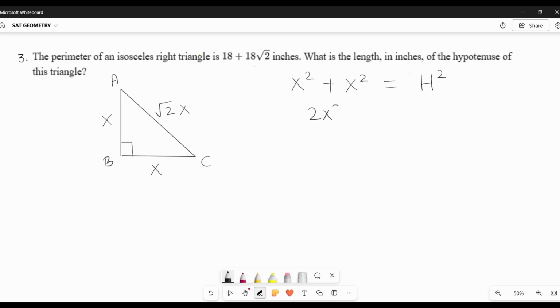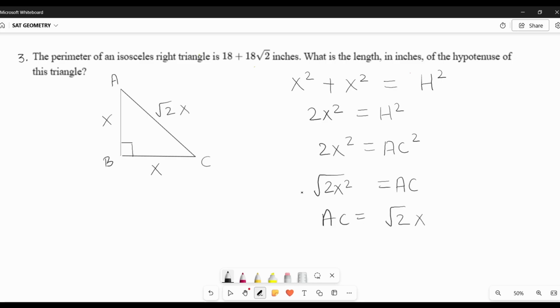That means 2x squared is equal to hypotenuse squared. And that means if I take the square root of the hypotenuse, which is AC in our diagram, I'll write AC squared, just replacing the h squared with AC squared. So I'll take the square root on both sides. So I'll get square root of 2x squared is equal to AC. And that means AC is equal to root 2, and the square root of x squared is just x.